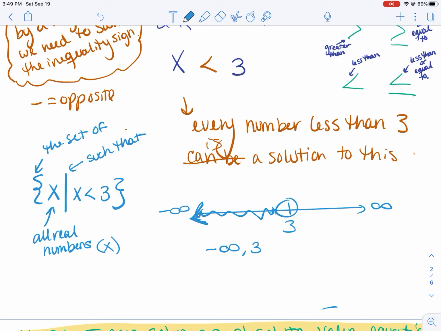So when I want to express the interval, I would say we can use anything from negative infinity up to 3. And I'm going to close this with just a parenthesis because this is an open circle, okay? Meaning I'm going up to 3, but I'm not including it. And the same with infinity, you can never include infinity.